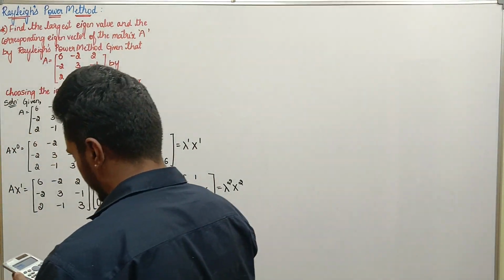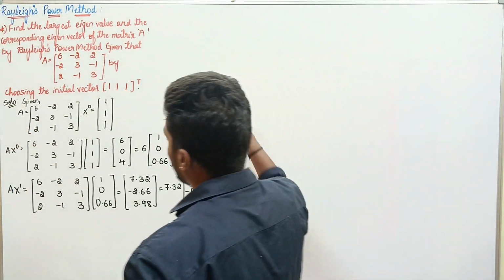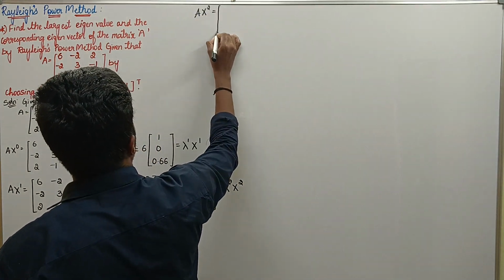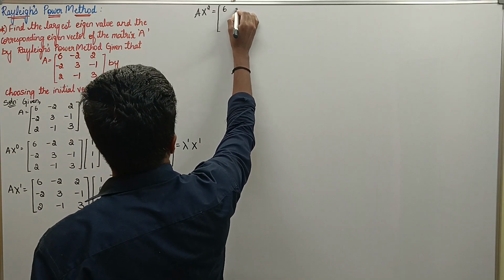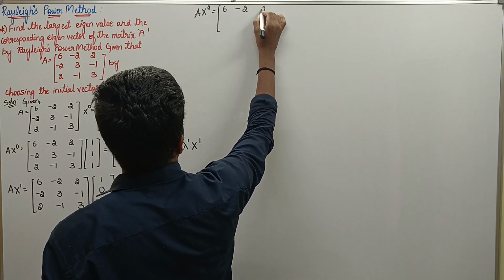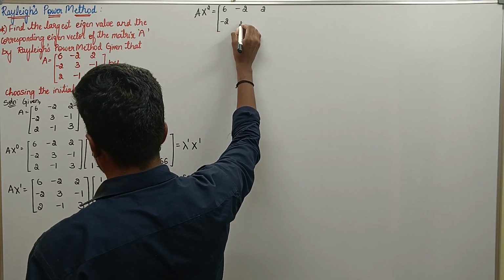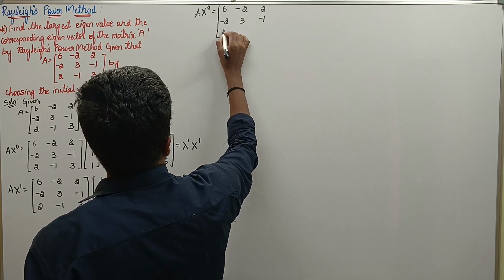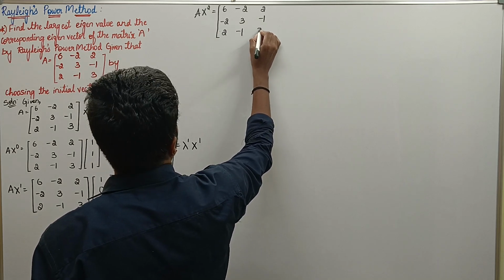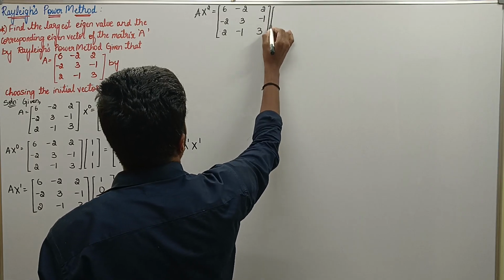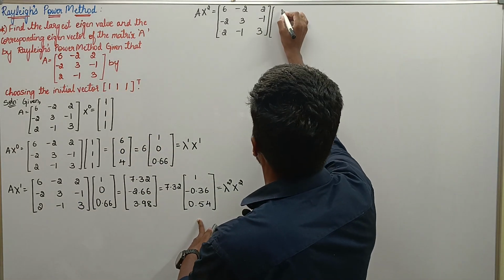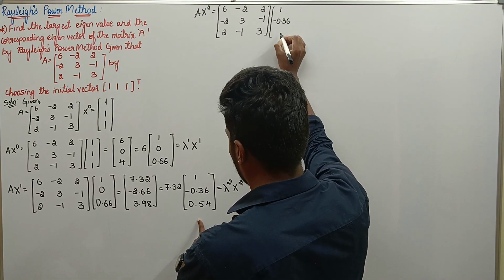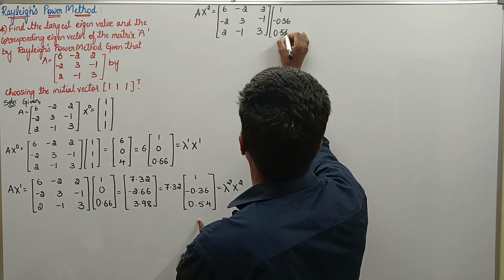Now let us go with the next approximation, that is A into x to the power of 2, which will be equal to, what is the value of A? [6 -2 2; -2 3 -1; 2 -1 3] into, what is x to the power of 2? That is [1 -0.36 0.54].